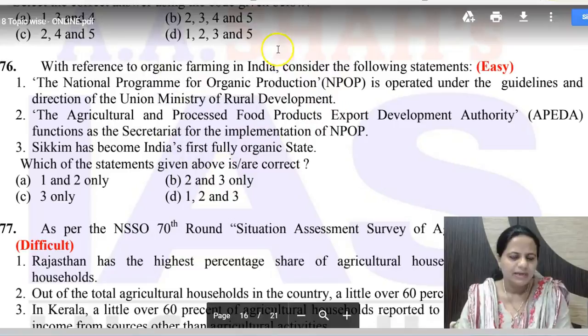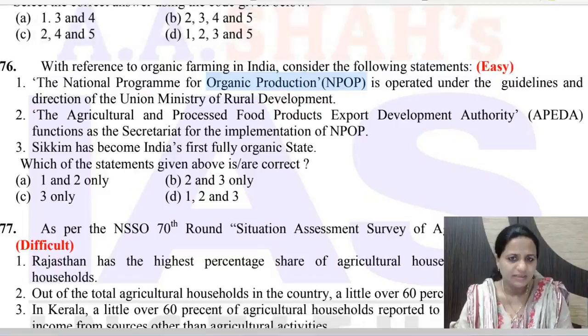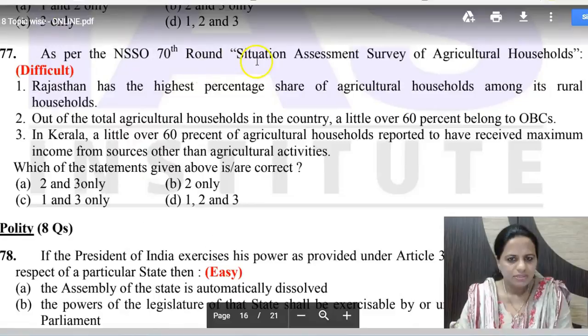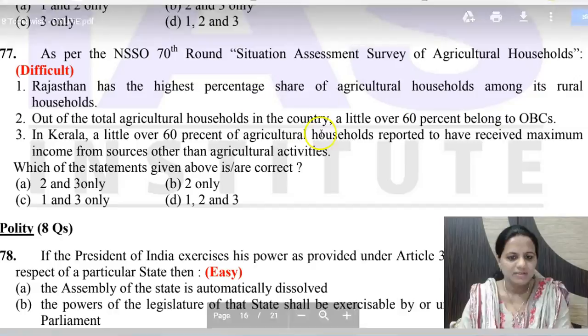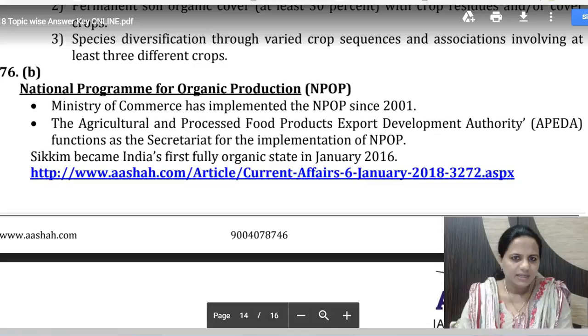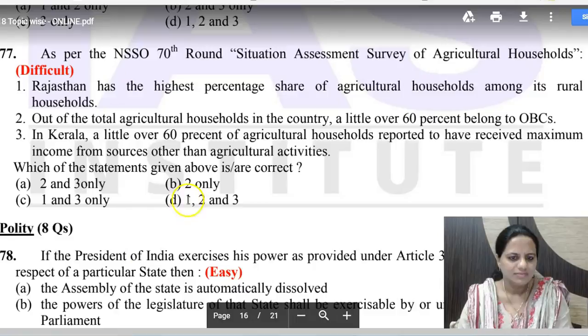And again, you would say that this is not under the Ministry of Rural Development. You may think it is regarding even the Ministry of Agriculture, but it comes under the Ministry of Commerce. Then next is, as per the NSSO 70th round situation assessment survey of agricultural households, consider the following 3 statements. Now, these are very factual statements. If you have so much knowledge, great. Otherwise, for me, I put it under the difficult category. The correct answer for 77 is C, that is 1 and 3 only. 2 is incorrect.